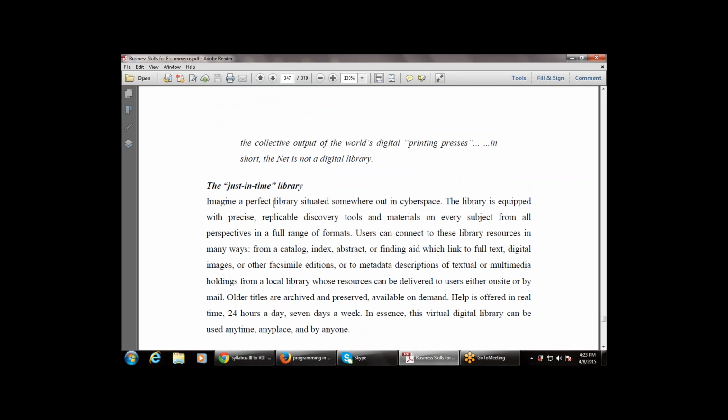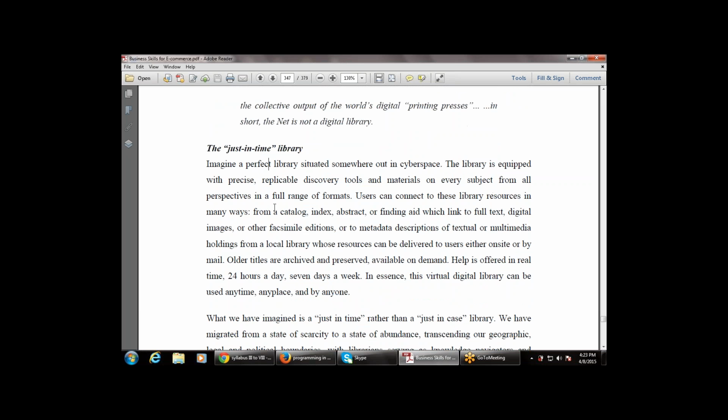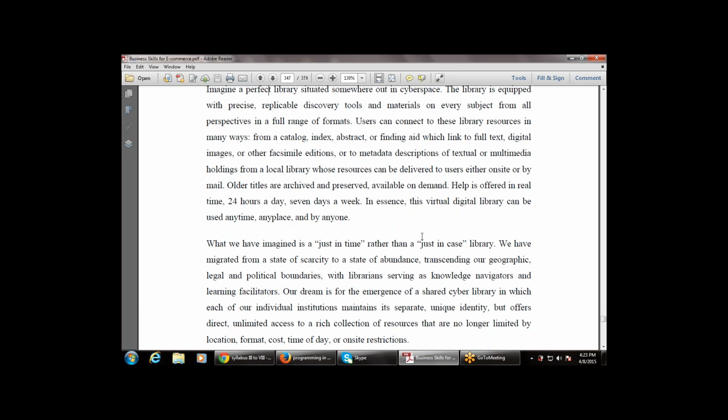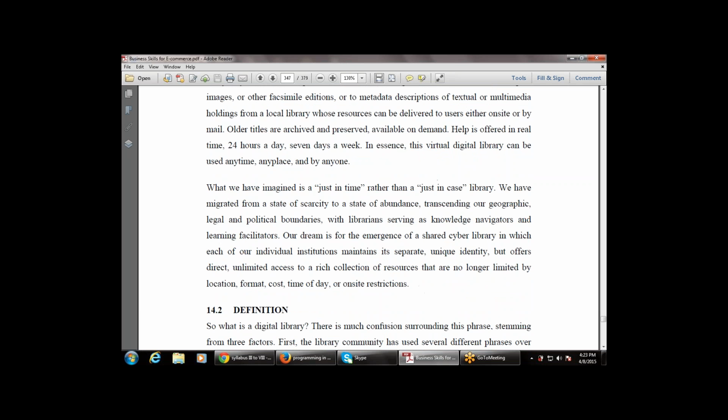Then the just-in-time library. What is a just-in-time library? A library that is available 24 hours a day, 7 days a week is known as a just-in-time library. That is, at any time we can gather information and access the library. That is a just-in-time library or just-in-case library.